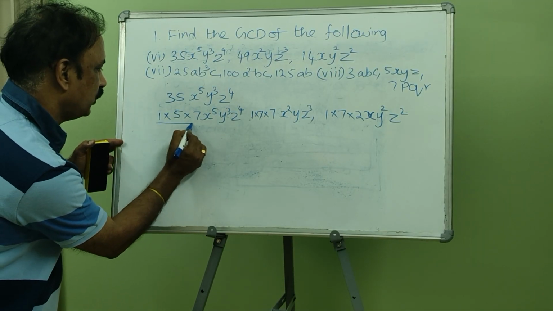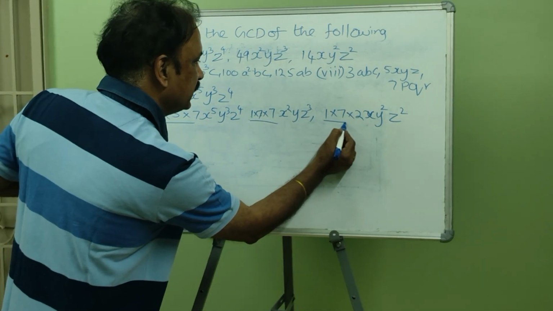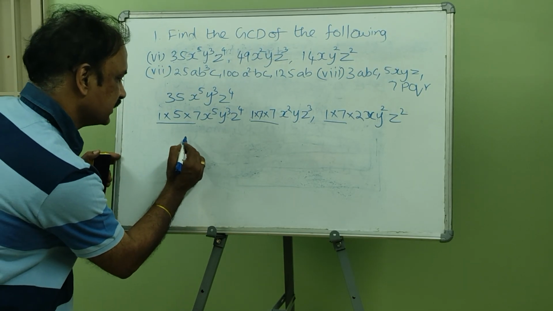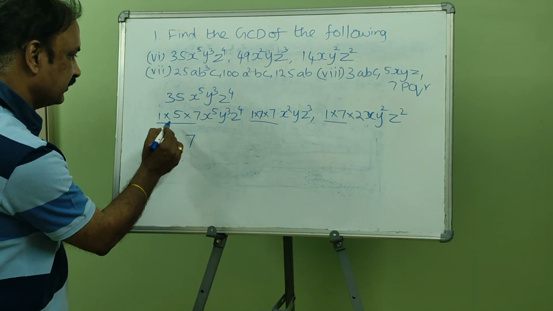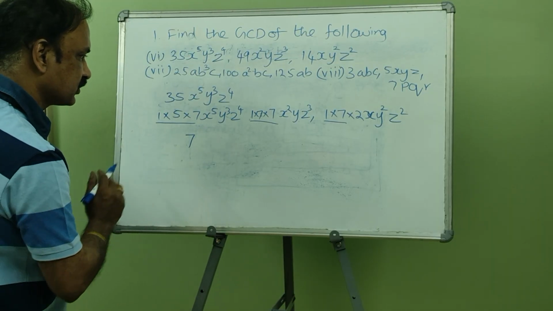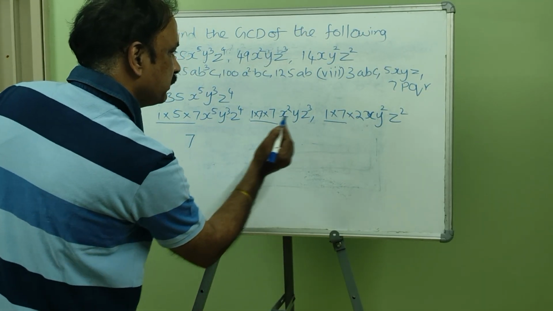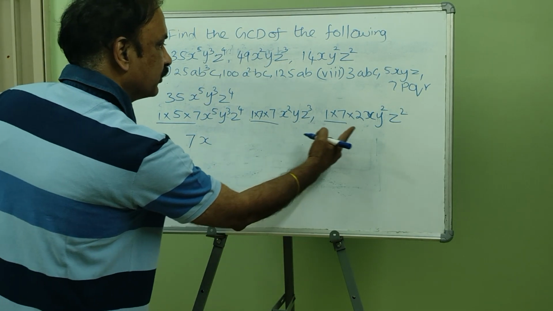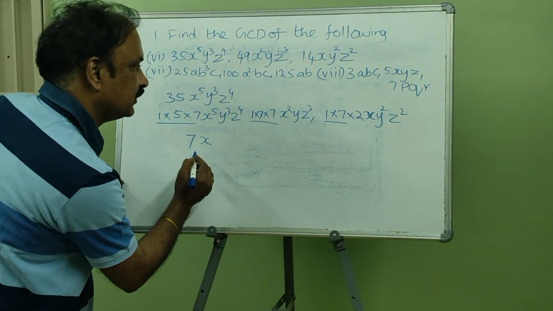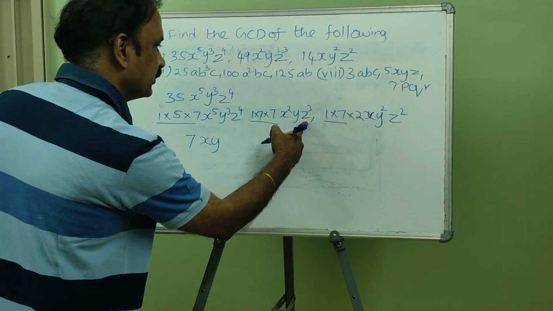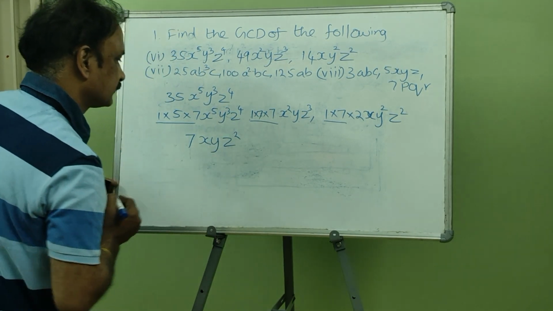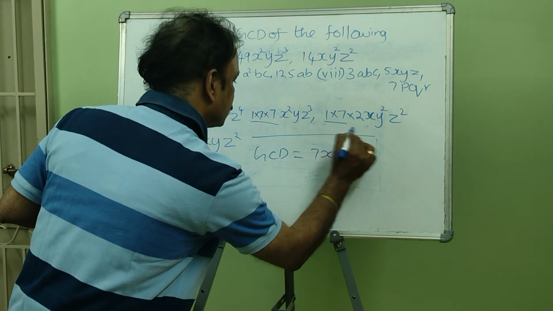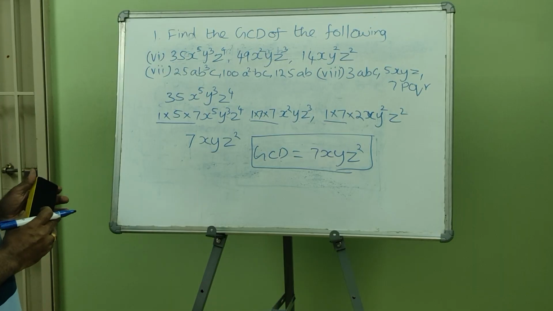Now please watch this carefully. If you want to find the greatest common factor between these three numbers, what is common first? The common is only 7. So 7 can divide all these three constant numbers. Then if you consider x, the lowest power of x here is x to the power 1, and if you consider y cube, y and y square, that will be y. If you consider z to the power 4, z to the power 3 and z to the power 2, it will be z square. So the GCD is 7xyz square.